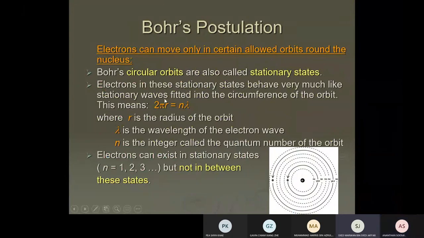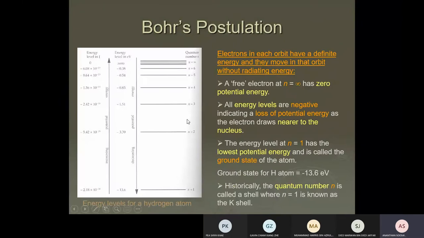So you see, this is not in your syllabus, just an introduction. Every electron's orbit circumference is a stationary wave, in terms of n lambda. But this you don't need to know. So he discovered there are lots of energy levels.